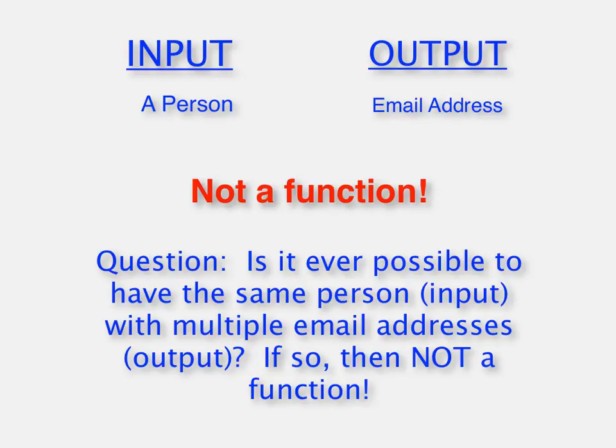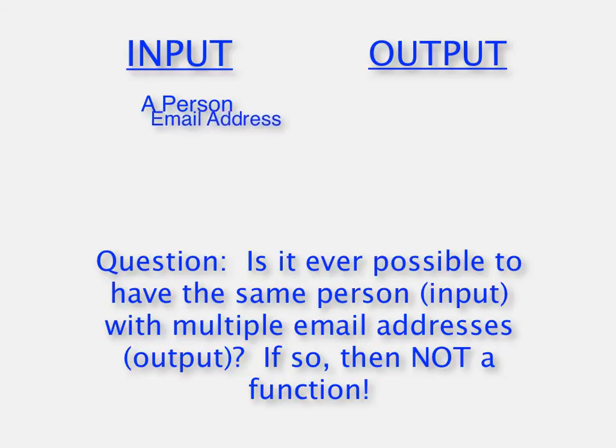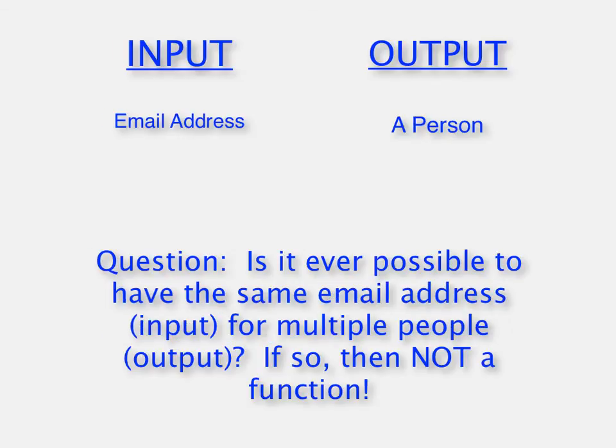Now let's just think off the top of our heads about the inverse of that, where the input would be an email address and the output would be a person. Is it the case that each email address is associated with just one person? Typically, I would say yes. I think that inverse relationship would be a function. Every email address goes with exactly one person. Now, I know on occasion families have a family email address, so in that case it wouldn't be. But for the most part, I think that an email address is usually associated with exactly one person.